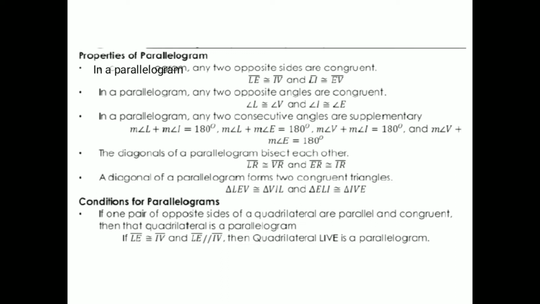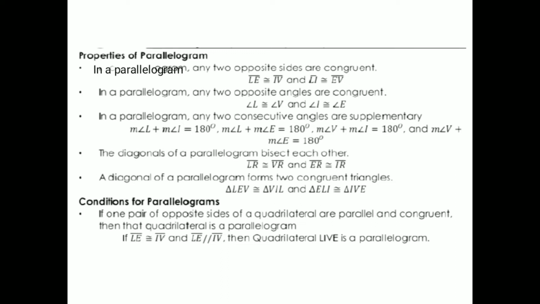Then next, in a parallelogram, any two consecutive angles are supplementary, which is equal to 180 degrees. Angle L and angle I is equal to 180 degrees since they are supplementary and consecutive angles. Another is angle L and angle E is equal to 180. Angle V and angle I, its consecutive, is equal to 180. Angle V and angle E is also equal to 180.